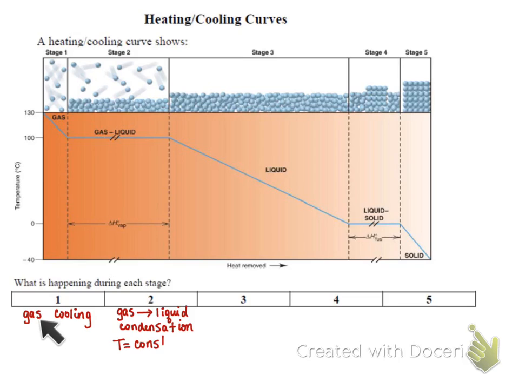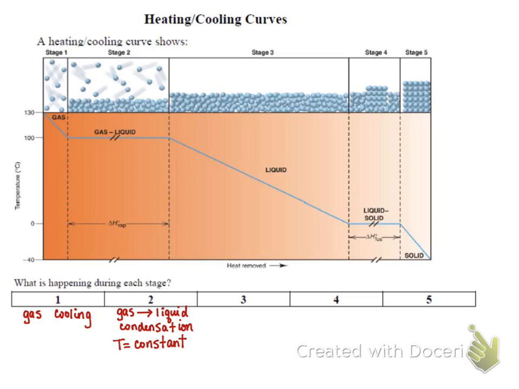So during phase 1, the gas is cooling, and then during phase 2, we've got gas converting to a liquid, which is condensation. And during the phase change, the temperature is constant, and this is really important. You can either be changing temperature or changing phase. You cannot do both at the same time.